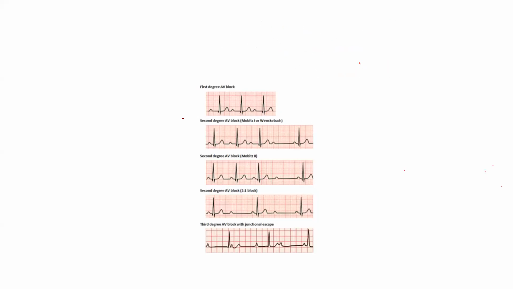Yes, sir. Okay. In second degree heart block, Mobitz type 1, there will be progressive lengthening of the PR interval. Then one P wave is followed by a drop in the QRS. So this is Mobitz 1. The main thing is progressive prolongation of the PR, and suddenly there is a drop in the QRS complex. Okay, clear?